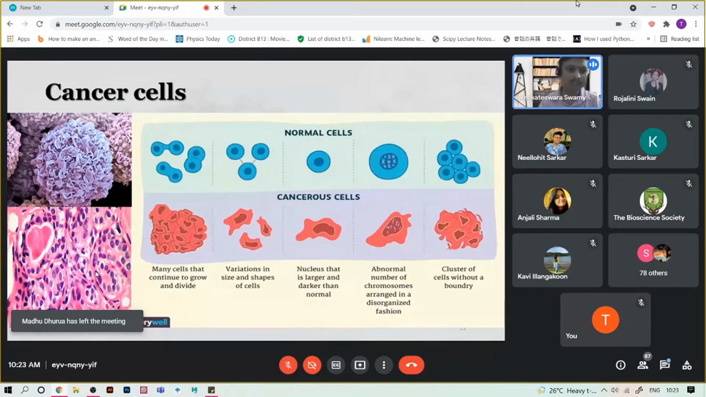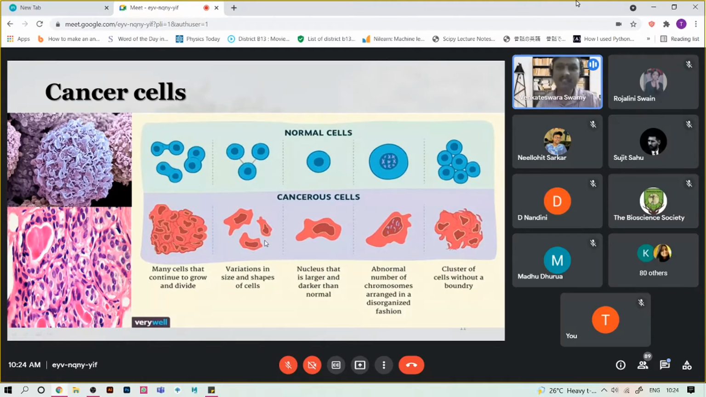Now when you look at the difference between the cancer cells and the normal cells, we can see that normal cells divide systematically. But when you look at the cancerous cells, we can see that many cells continue to grow and divide. There is no proper distinction in the attachment between these cells. We can see variations in size and shape, and the nucleus is completely degraded, in such a way that clusters of cells without a boundary may be generated.